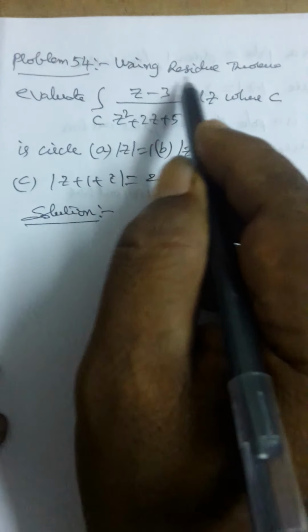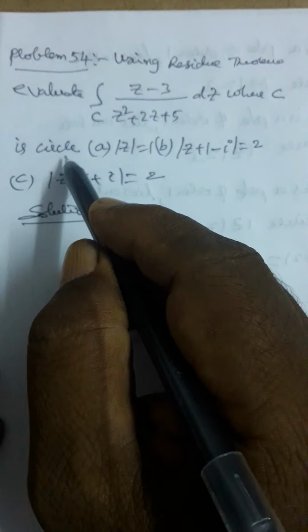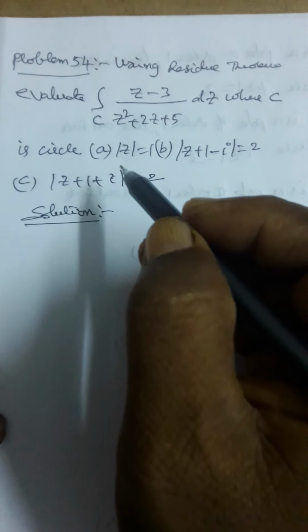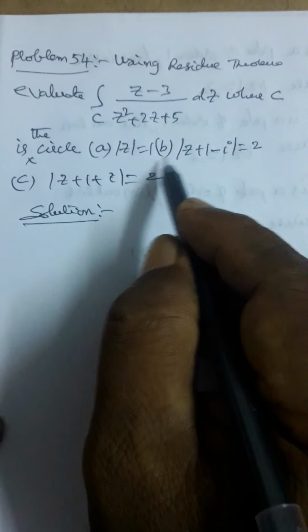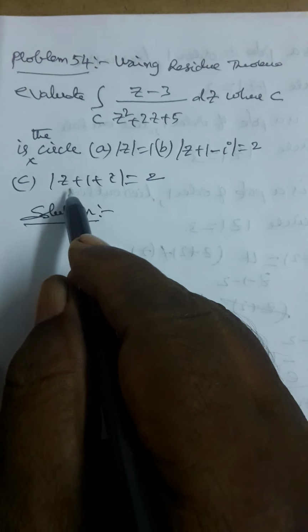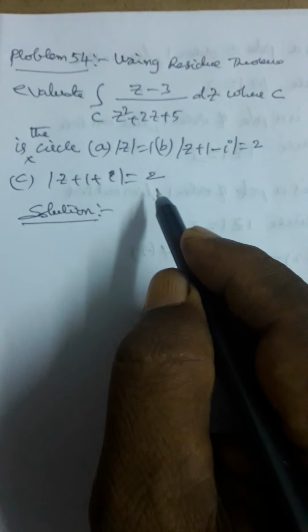Problem 54. Using residue theorem, evaluate integral over c of (z minus 3) by (z square plus 2z plus 5) dz, where c is the circle: a) mod z is equal to 1, b) mod z plus 1 minus i is equal to 2, c) mod z plus 1 plus i is equal to 2.